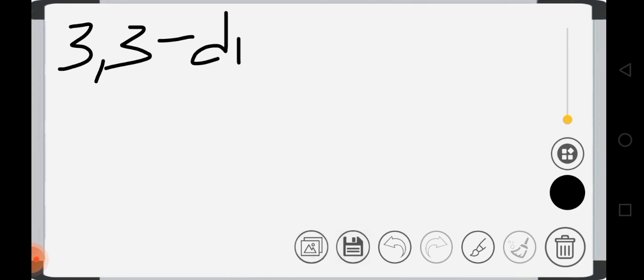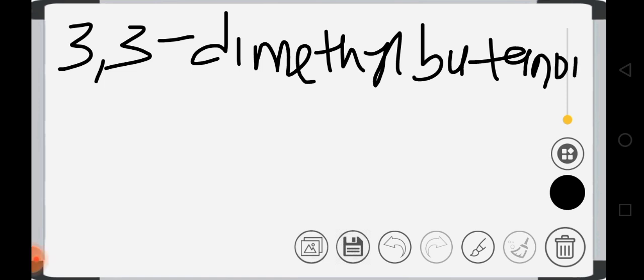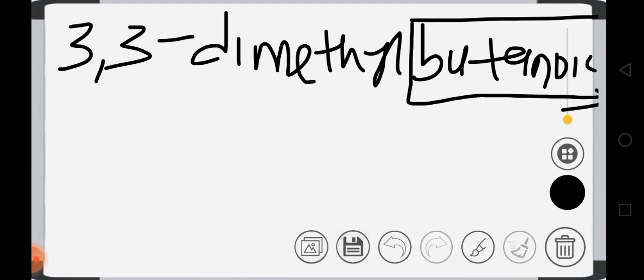Dimethyl butanoic acid, or you can leave out the acid part. So to write the name out now, as I told you, get the last stuff there. The last stuff there is butanoic.